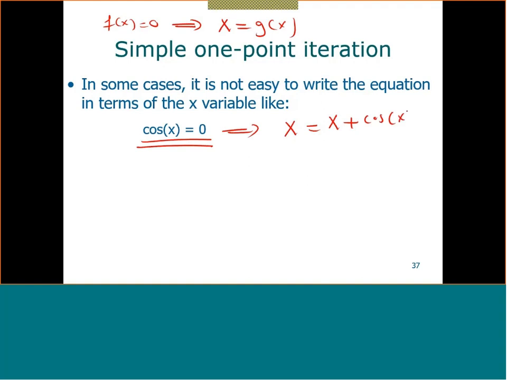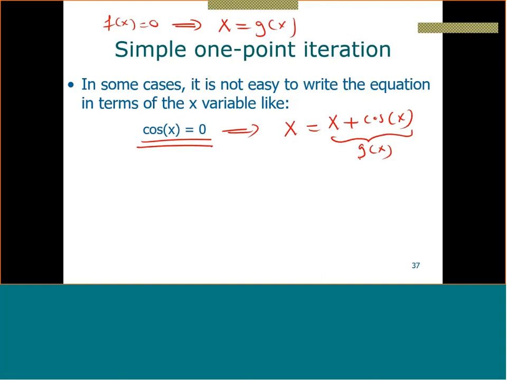I did not change the function. It's the same function, and now this becomes my g of x. So sometimes, if it's not explicit, if it's not very obvious, I have to do a little bit of manipulation to be able to do this.